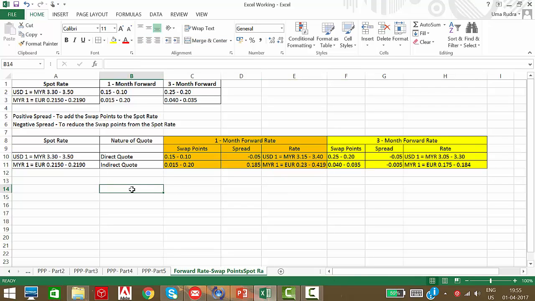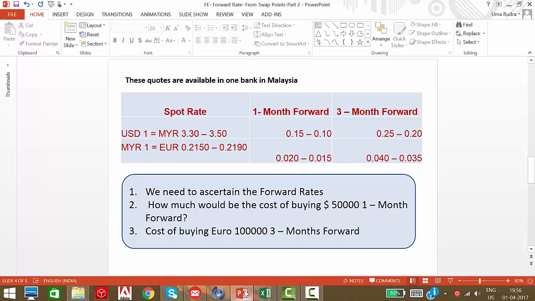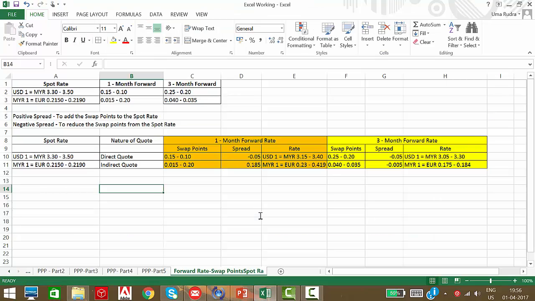So what we have done here, we have calculated the forward rates based on swap points. Clear? Now we need to ascertain forward rates that we have done already, right? Now how much would be the cost of buying $50,000 US dollar 1 month forward rate?